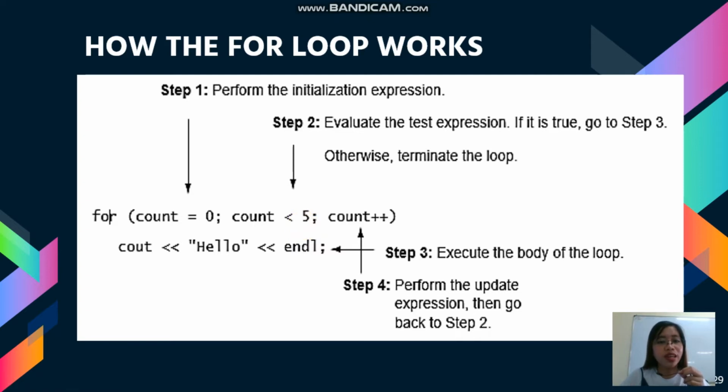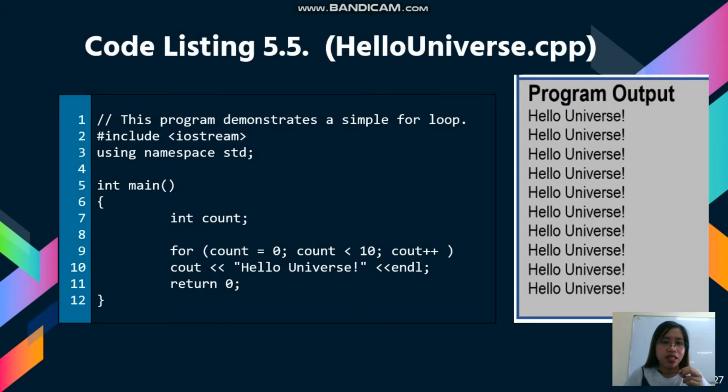So, kapag true uli, execute uli, no? Yung body ng loop. And then, update the expression. So, yung kaninang 1, it becomes 2 na. Then, test uli ng condition, and so on. The process repeats. So, magte-terminate lang itong for loop na to, just like any other loops, kapag false na yung expression.